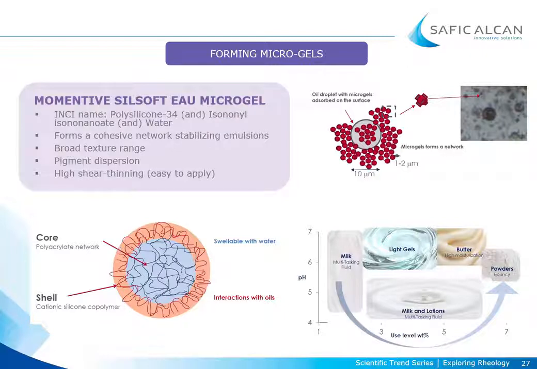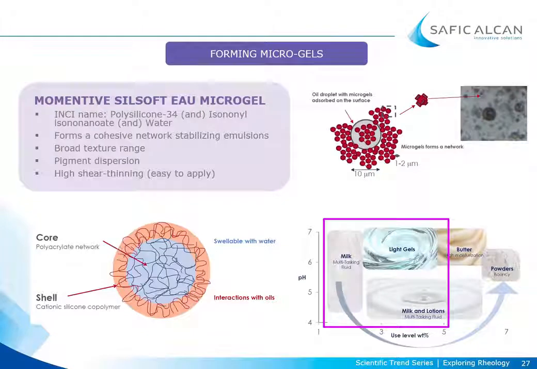At neutral pH, they swell a lot, particle size will increase, and vesicles will be tightly packed and form butters or even powders. At low pH, where the polyacrylates are not very effective, remember, we discussed that before, we form light gels. For formulator artists that you are, this type of multi-texture technology should be really useful.